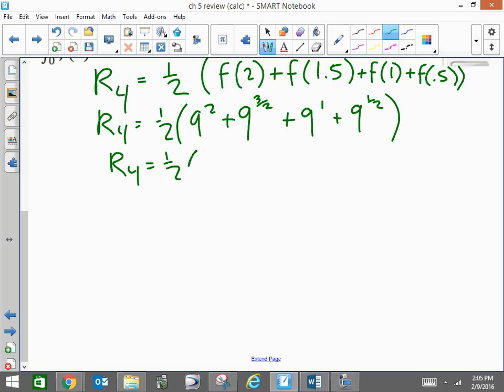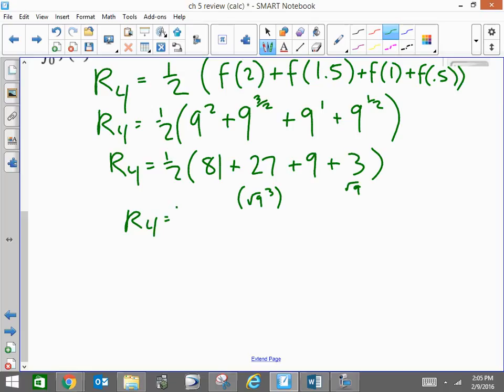So it's going to be 81. And it's going to be, I think it's radical 9 cubed, which is 3 cubed, which is 27. Plus 9 plus the square root of 9, which is 3. When you add all that up, that's 90 and that's 30, so you get 120. Yes, 120, 60.